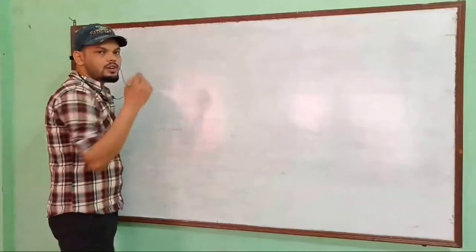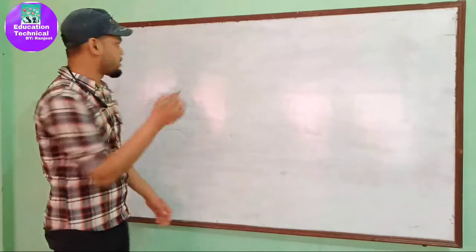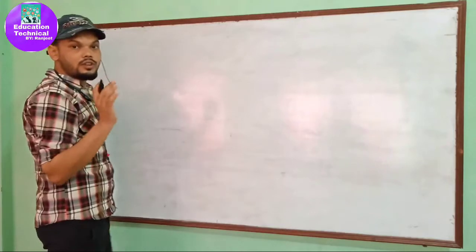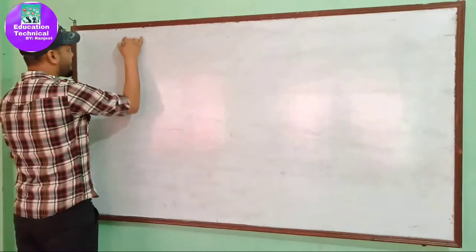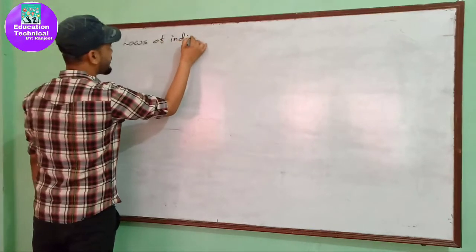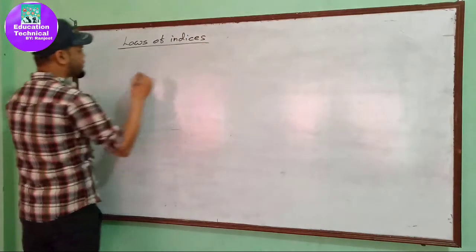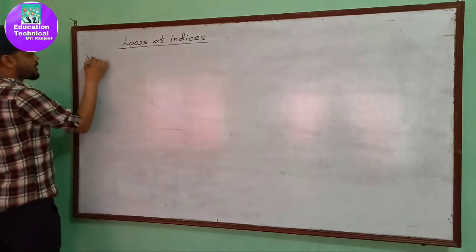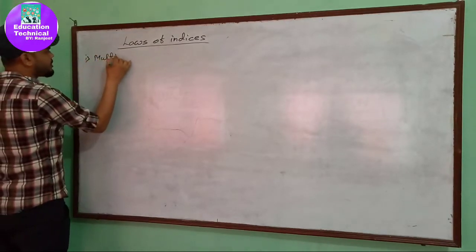Okay, now laws of indices. So now what are the laws? Here we have 6 laws of these indices. Some of the laws, that means first one, multiplication laws of indices.